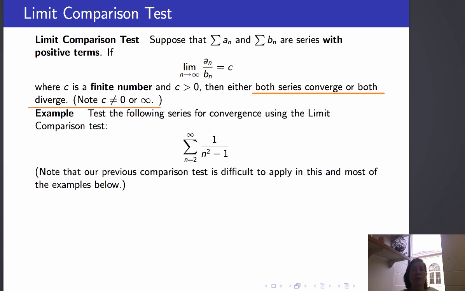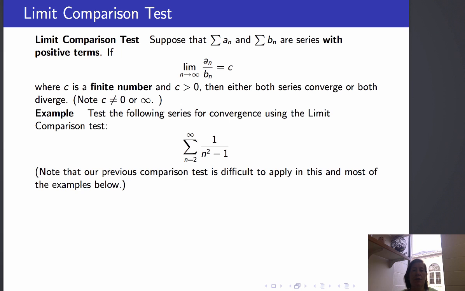And so obviously if you have a series that is similar to another series that you know about, you calculate this limit, and if it's finite, then you can tell what the unknown series is going to do, whether it's going to converge or diverge. Note that c cannot be equal to 0 or infinity here. It must be some finite number greater than 0. So if you get a limit of 0 or infinity, you can't make any conclusion in this case.